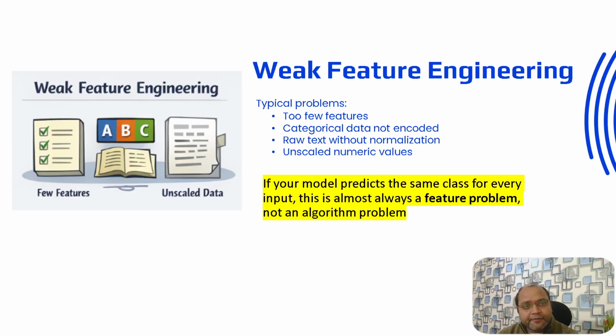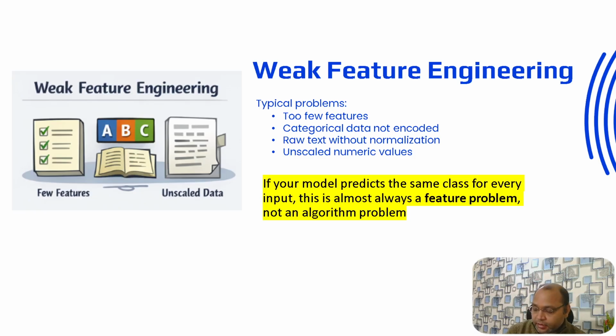The next is weak feature engineering. Feature engineering, guys, always plays a crucial role in machine learning. While you are preparing your pipeline, always analyze each and every point in the feature engineering, because that may create several difficulties for your model in production. Too few features: if you have too few features, your data is very limited. Categorical data not encoded: because you have categorical data in your model but haven't encoded it, you may run into problems. Raw text without normalization.